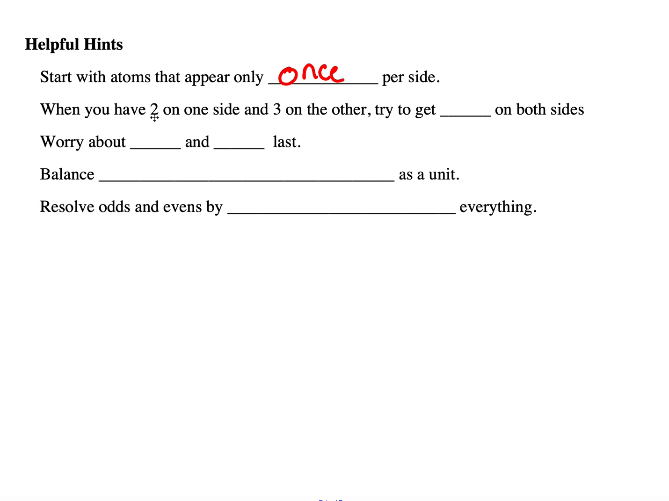Another tip, when you have 2 of something on one side and 3 of the same thing on the other, try to get 6 on both sides. And we'll practice that strategy in a second. Worry about O's and H's last. You want to balance polyatomic ions as a unit, as a group. Don't break them apart if you don't need to.